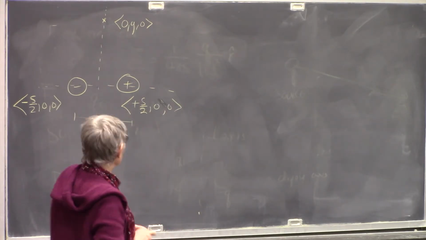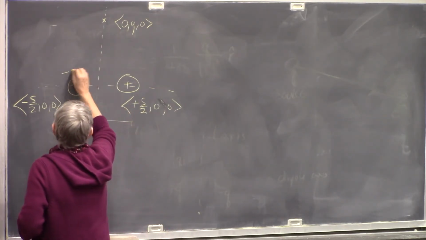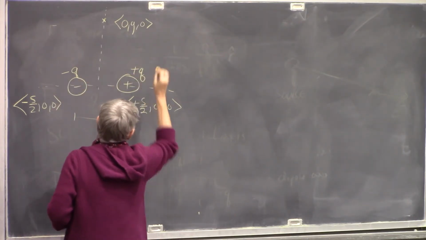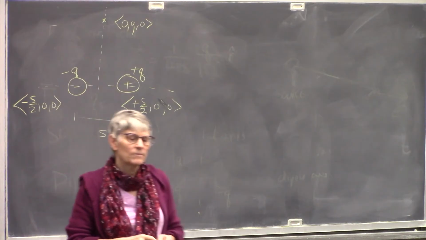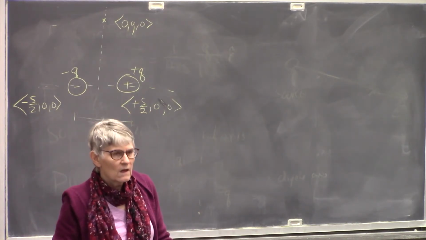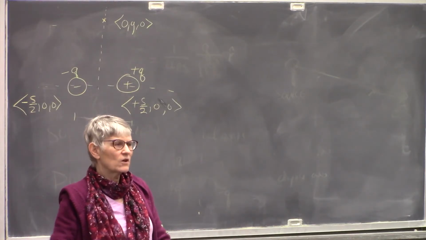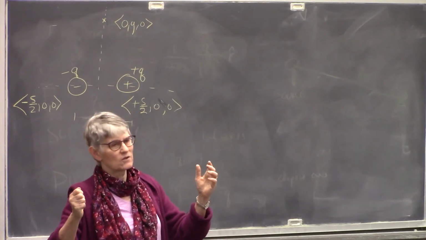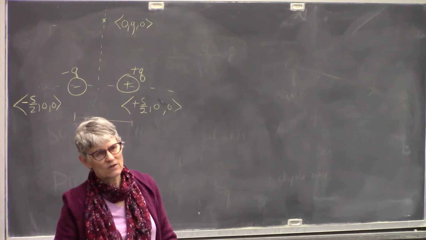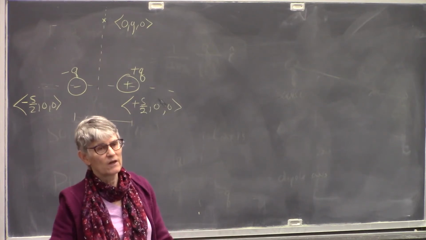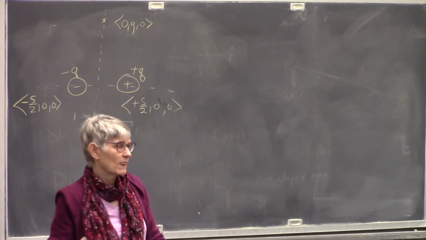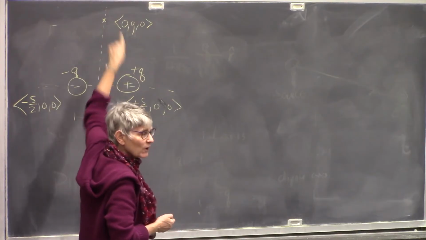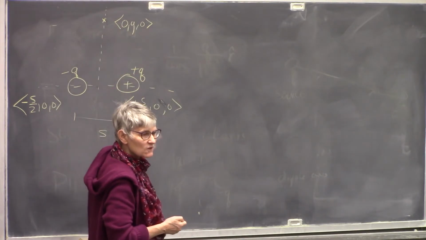And each of them has, so this is a charge minus q, where q is a positive number. This is a charge plus q. And now we just are going to use the superposition principle. So we're going to figure out the field of the negative charge and the field of the positive charge algebraically and add them algebraically and see what we get. And since this is a y, it could be a y on this axis, right?